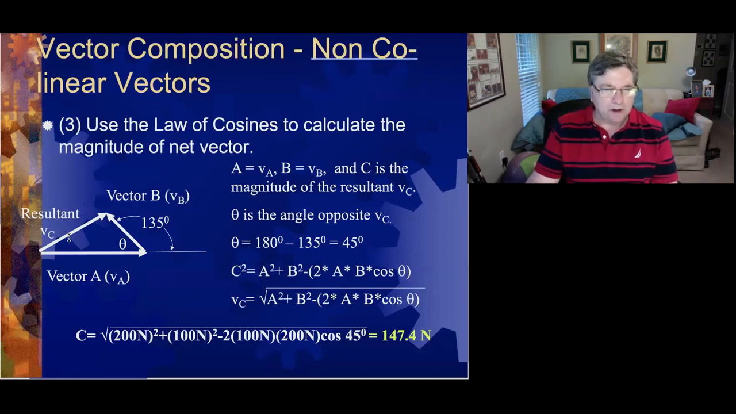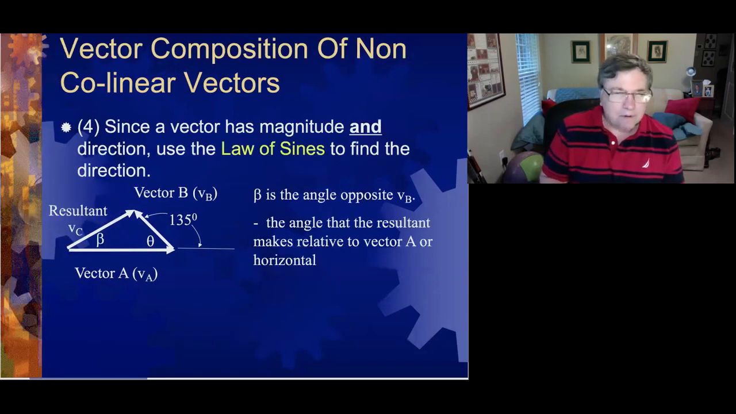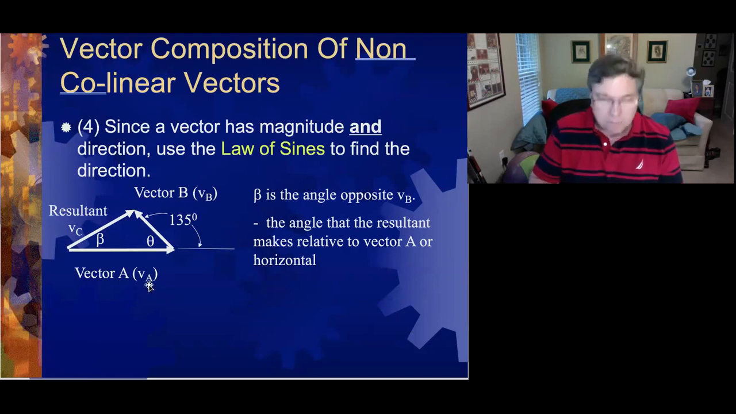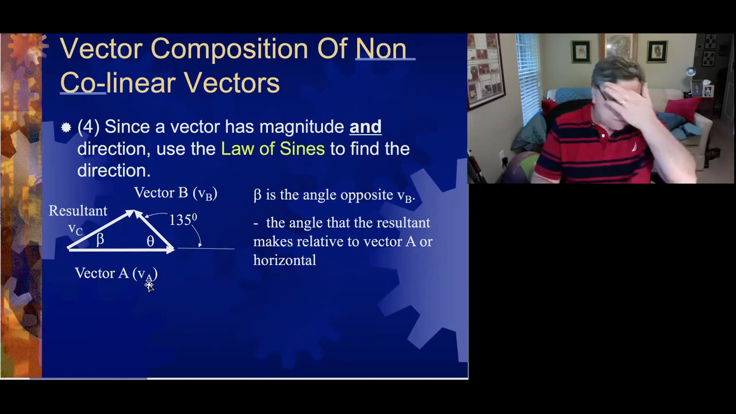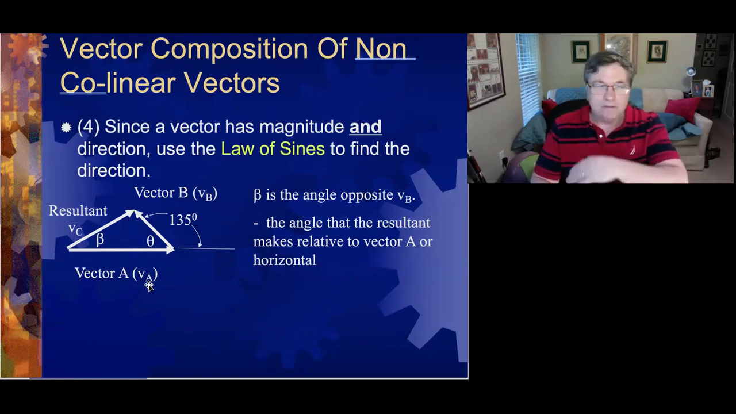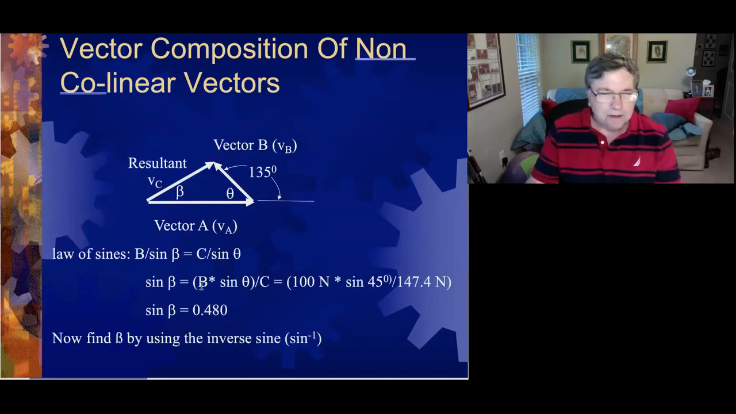That's the resultant vector. I could use the law of sines and solve for this angle, which would be beta, if I wanted to do that. And so here's how I set that up. Remember, any side divided by the sine of an opposite angle, that ratio is going to be the same for any other side divided by the sine of its opposite angle. So I'm going to set this up and calculate beta because I know side C, I know theta.